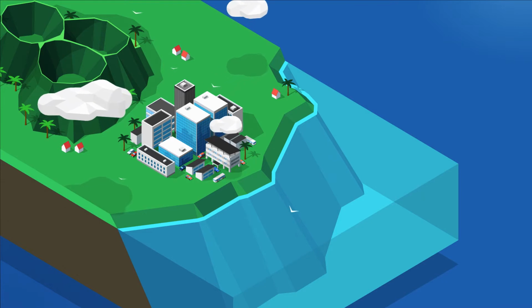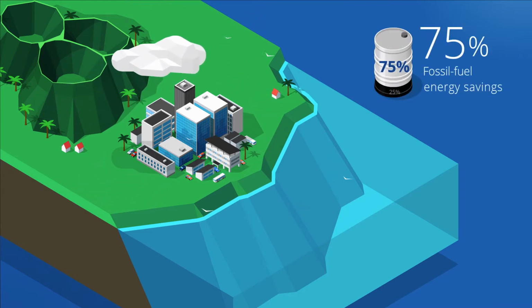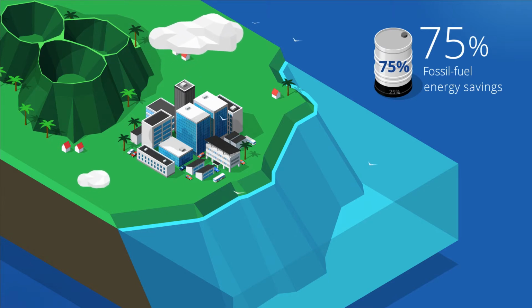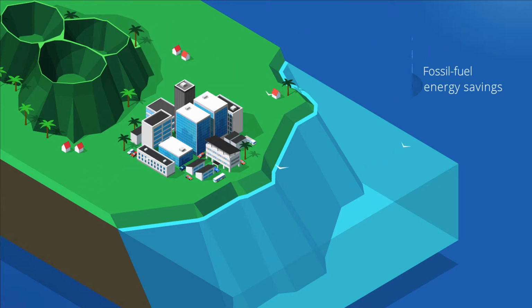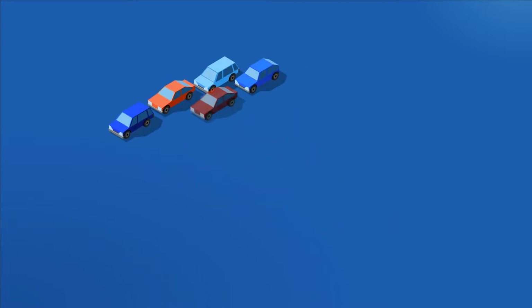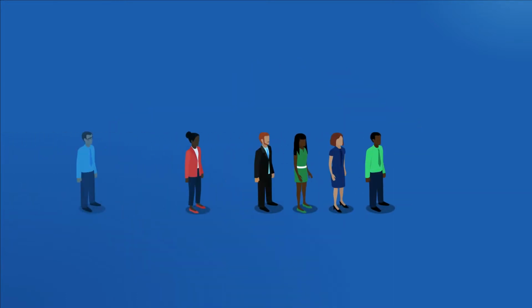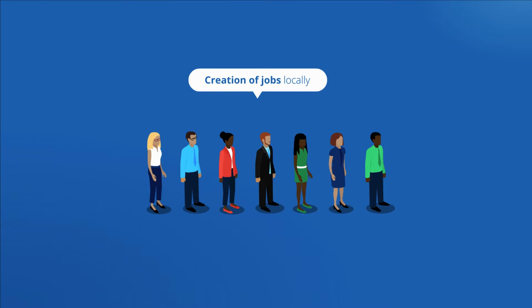The major advantage of the system is over 75% savings on fossil fuel-based electricity compared to traditional air conditioning solutions. Moreover, air conditioning by seawater will avoid emissions of 600,000 tons of CO2 over a period of 24 years, or the equivalent of 16,000 cars worth of CO2 emissions per year. Naturally, this project will create jobs locally, so it will be very useful for the Reunion Island economy.